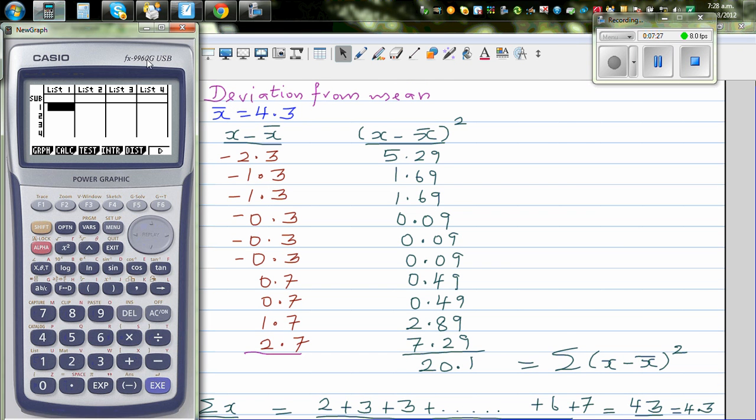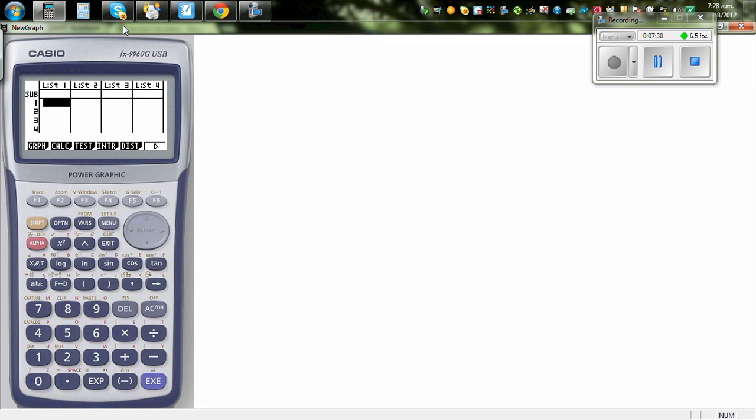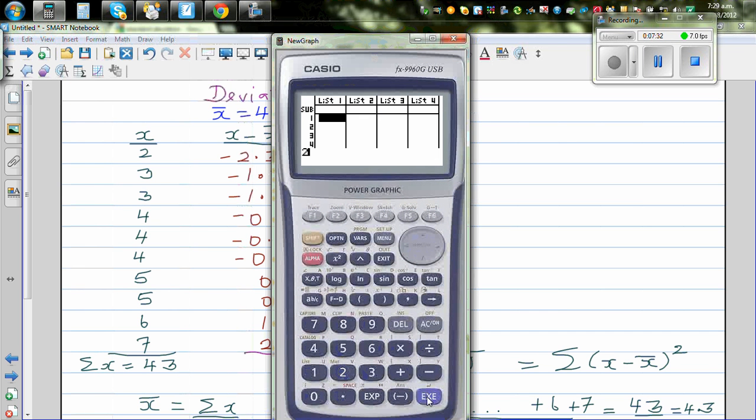So let us just enter 2, 3, 3, 4, 4, 4, 5, 5, 6, and 7. Then you go to calculate and always check your setting. Press F6, and this should have list 1 and the frequency should be 1. So check that, and then you can exit, and then you press F1. That will give you the stats.